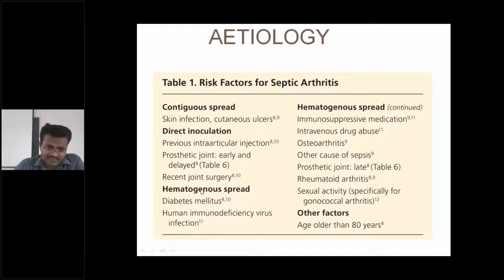go into septic arthritis. Okay, then hematogenous spread like diabetics, HIV. Okay, immunosuppressive people, IV drug abusers. What organism is most common in IV drug abusers? It is Pseudomonas. Okay, like this. And the sexual act is gonococcal infections. Okay, particularly age older than 80 years or less than 4 years.